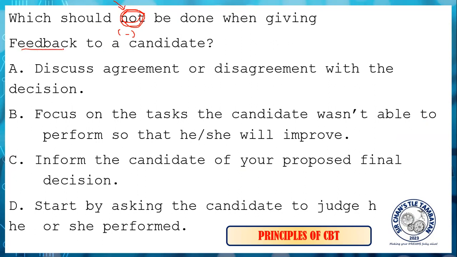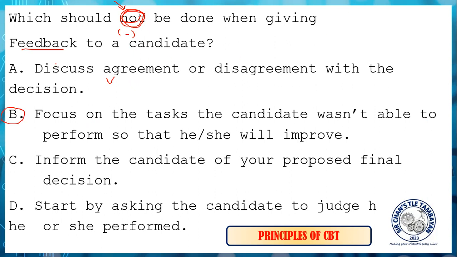Letter A, discuss agreement or disagreement with the decision. Pwede. Letter B, focus on the task that the candidate wasn't able to perform so that he or she will improve. Pwede din. Letter C, inform the candidate of your proposed final decision. Pwede. Letter D, start by asking the candidate to judge how he or she performed. What's the best answer here? If you're going to take a look on this one, these are all correct. Pero yung talagang pinakahindi dapat gagawin is si letter B.